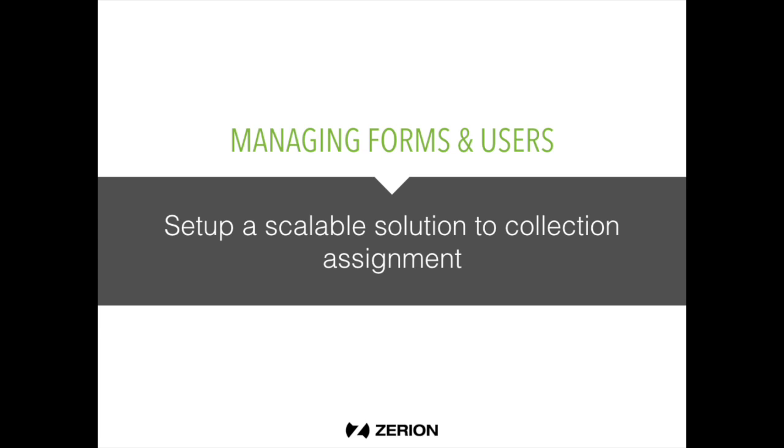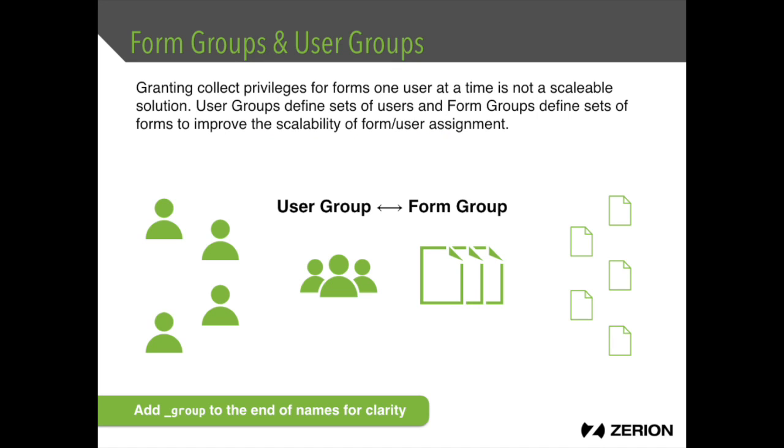But what happens is, as you start to create more forms, as you start to get more users, the task of administrating that can continue to grow as well. And we actually don't want that to happen. What we're going to be doing is talking about form groups and user groups as a solution to make sure that the process of doing assignment remains scalable for you. To introduce these two concepts, a user group is just going to be a logical grouping of users. On the other hand, a form group is going to be the same thing. It's just going to be a grouping of forms.